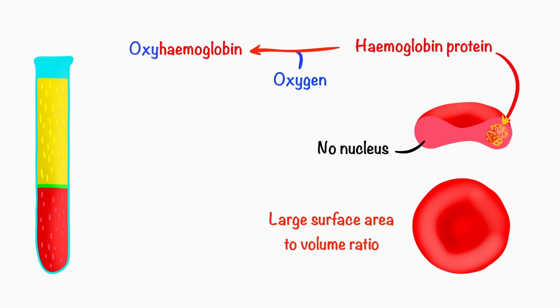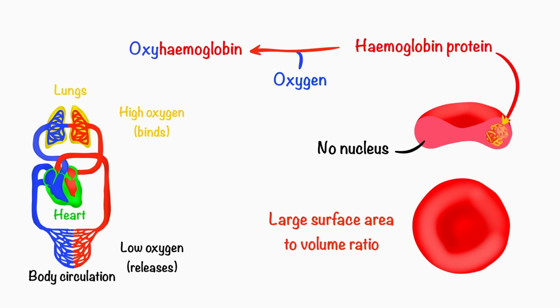In the lungs, oxygen binds to this protein, forming oxyhemoglobin. When the blood reaches body tissues where oxygen concentration is low, the oxygen separates from hemoglobin and diffuses into the cells where it's needed for cellular respiration.